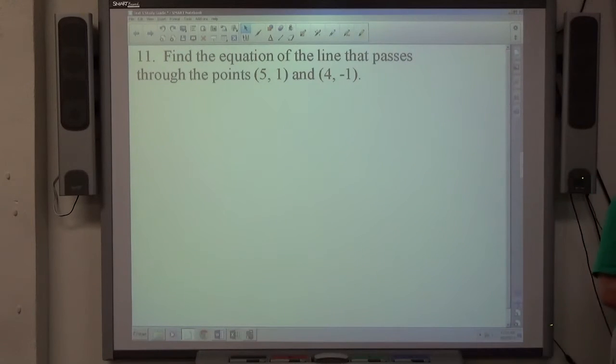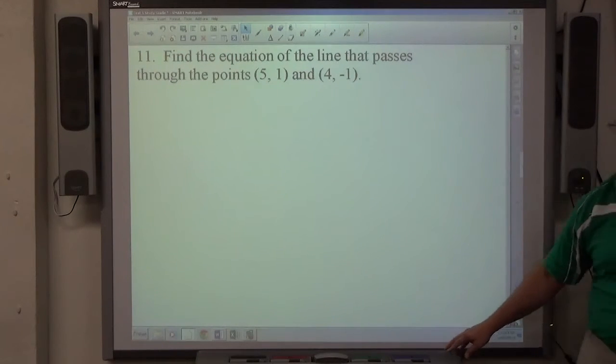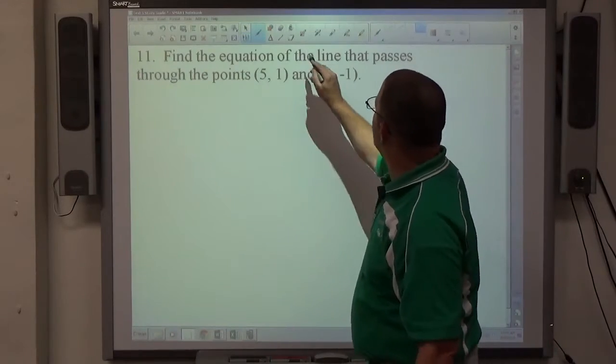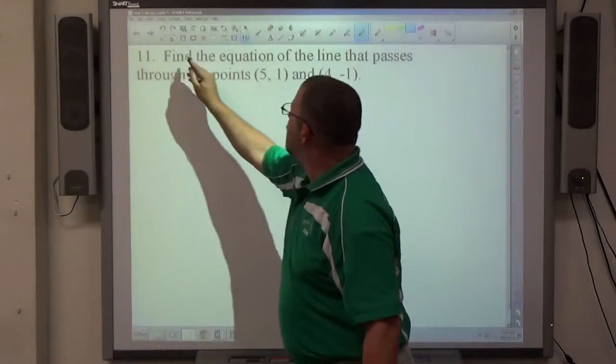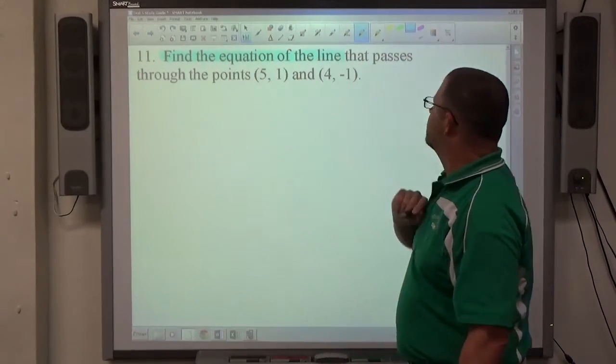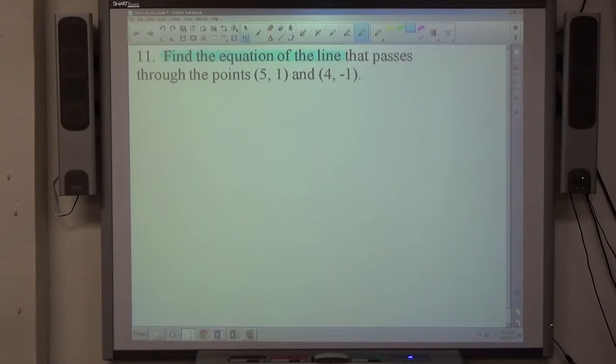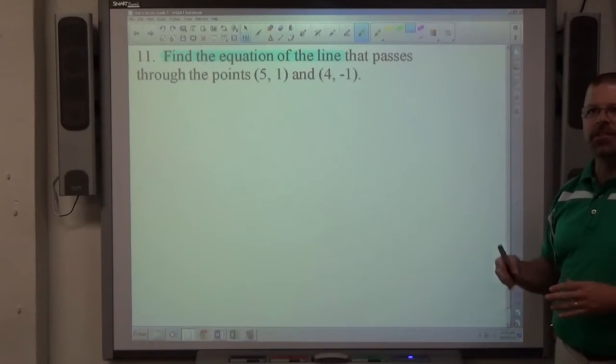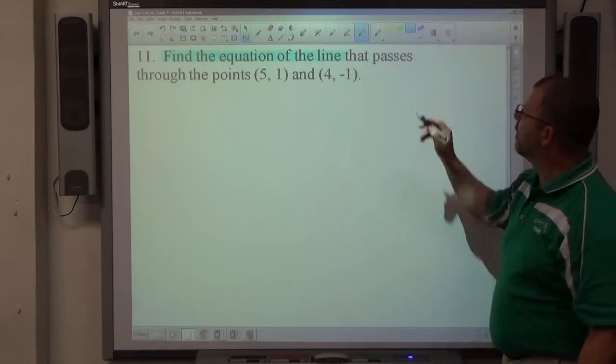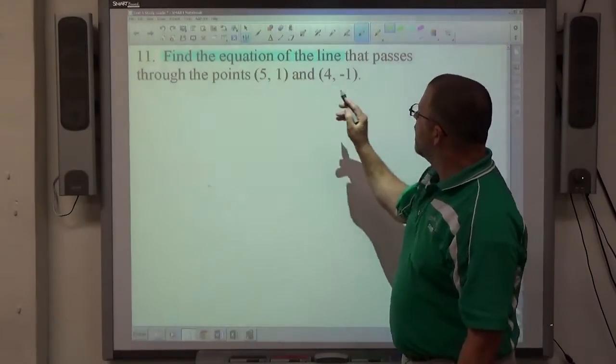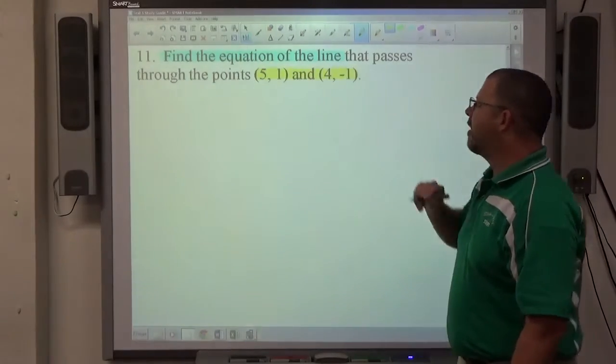Number 11 says, find the equation of the line that passes through the points. So notice the directions here. Find the equation of the line. Just like we discussed in class on Friday about finding the equation of the line, the first task of that question is how do you find slope given the information that you have? In this case, the line passes through points. So I find slope that way.